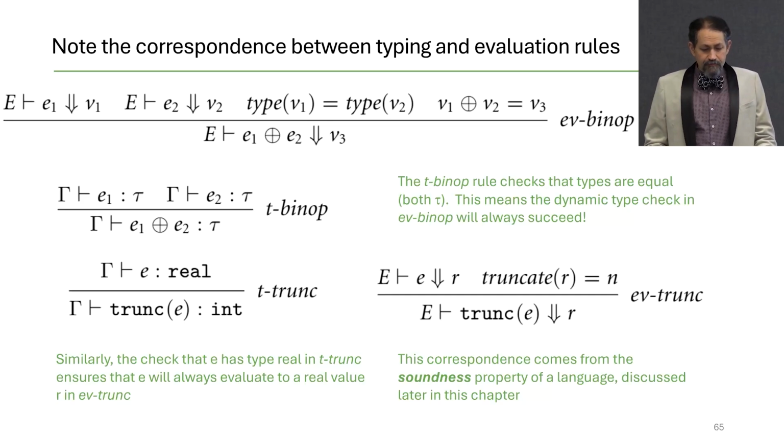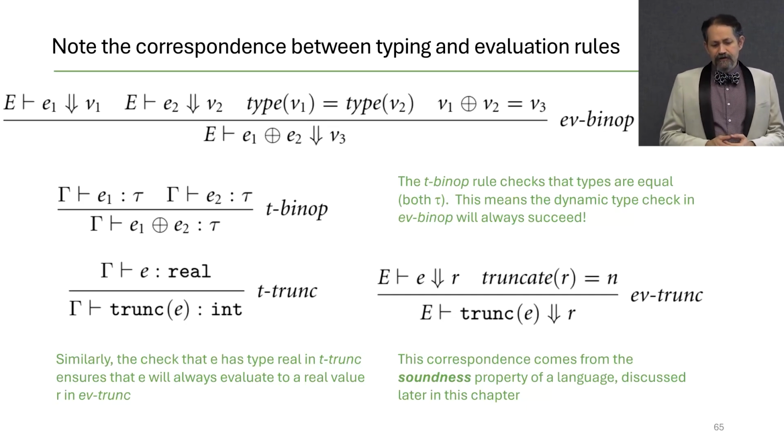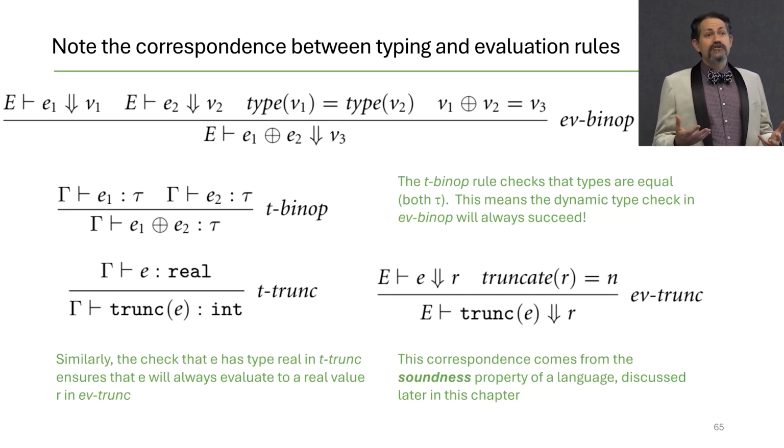What's interesting is tBinop implicitly requires the two expressions to have the same type, and that matches the dynamic check in our evBinop rule. Our evBinop rule says whatever value we get from evaluating E1, call it V1, has to have the same type as V2, which is the value we get from evaluating E2. And so these line up, right? If we successfully type check this program, so with tBinop, then we know, assuming that the sub-expressions type check as well, that they'll give us two ints or two real numbers. And so that check in evBinop at runtime will always succeed.